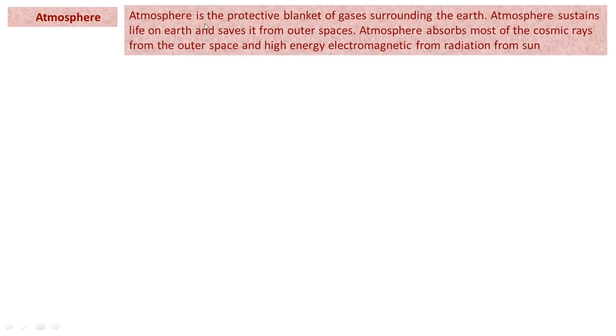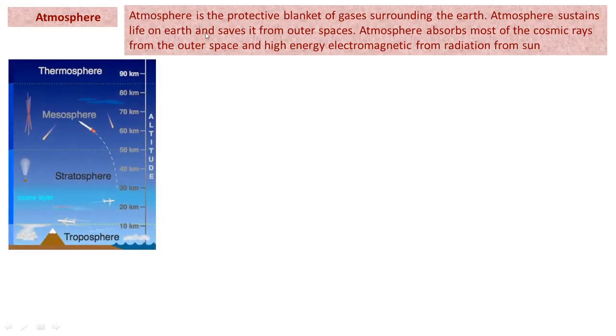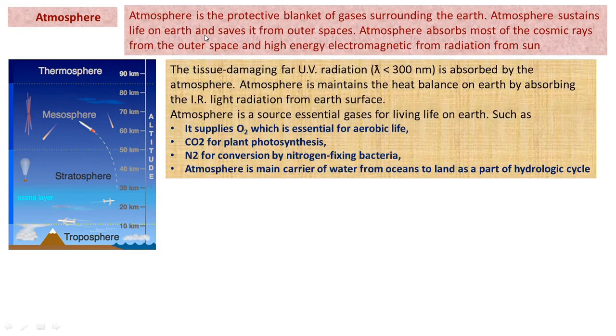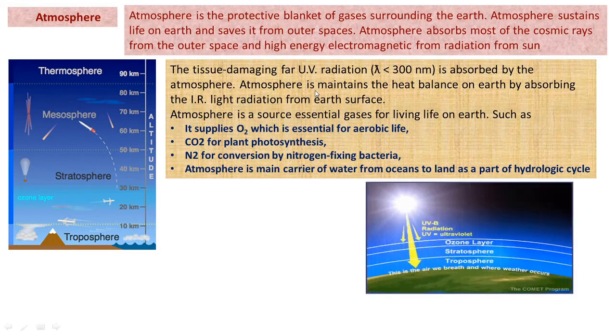Now one by one, what is meant by the atmosphere? Atmosphere is nothing but the protective gaseous blanket around the earth. This atmosphere protects the life of earth from outer space. How does it save it from outer space? Because cosmic rays are absorbed by the atmosphere, and these cosmic rays or UV rays, which are generally tissue damaging, are absorbed by the atmosphere, and the atmosphere maintains the heat balance due to the absorption of these rays.